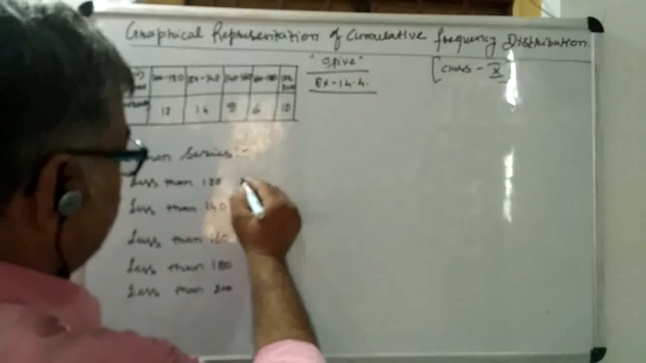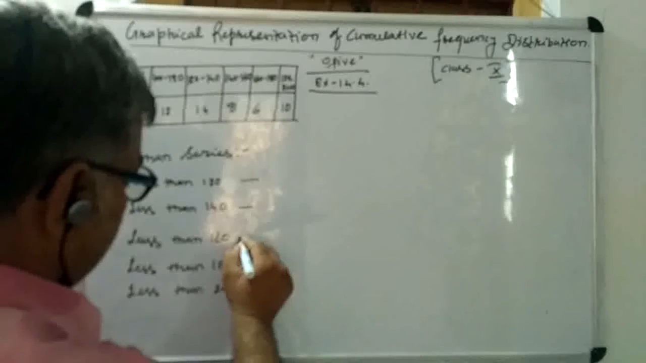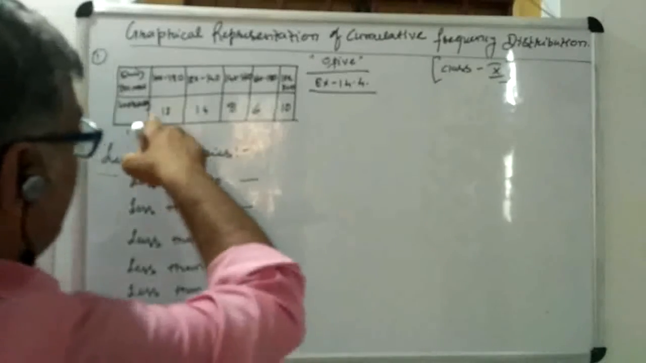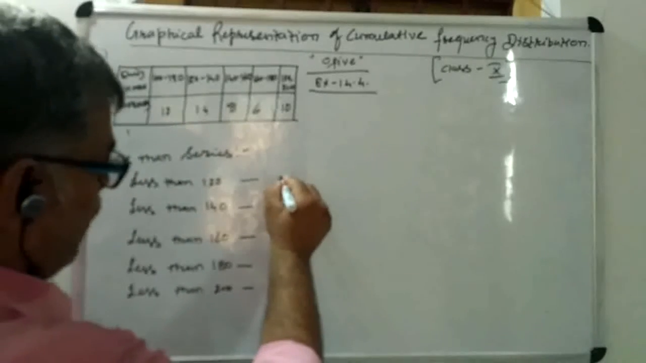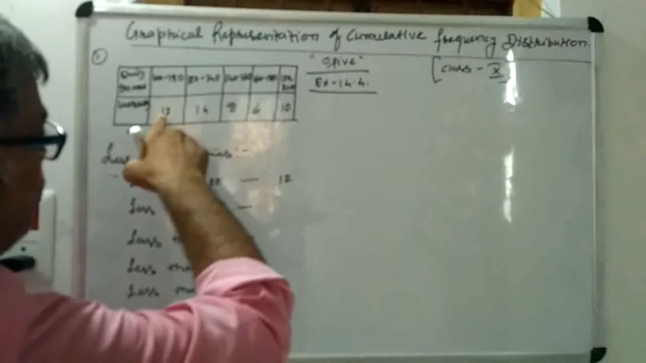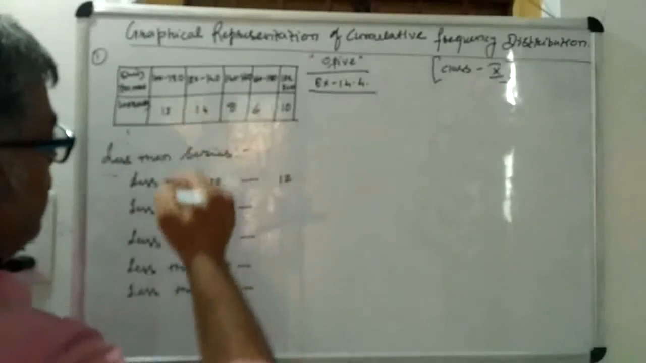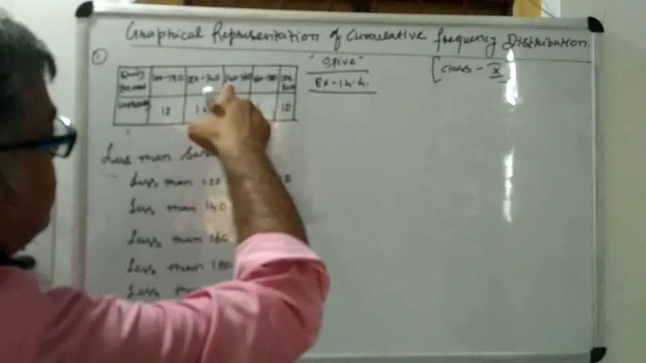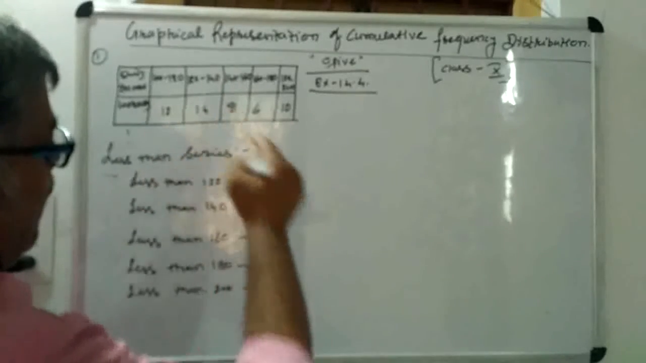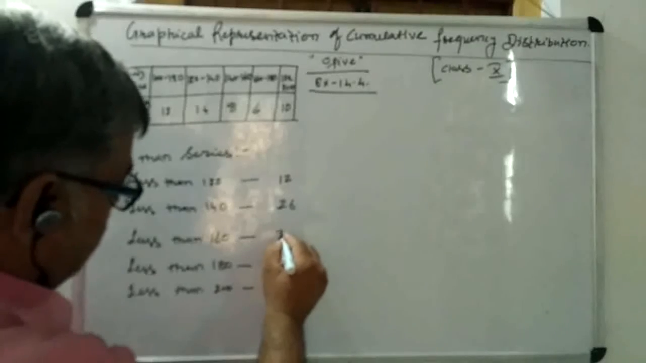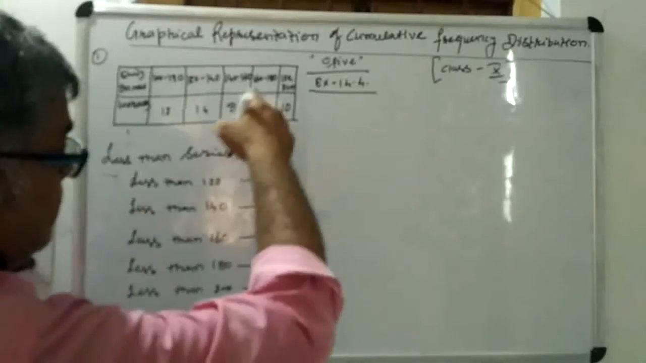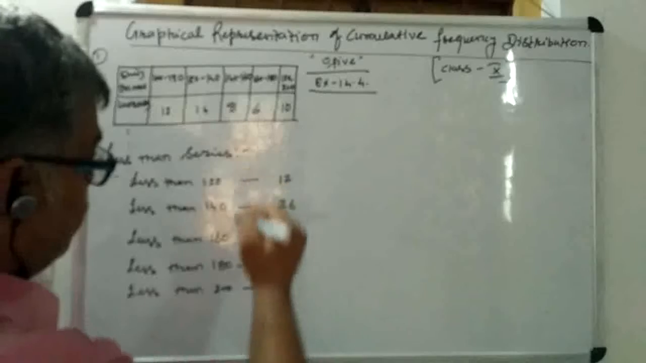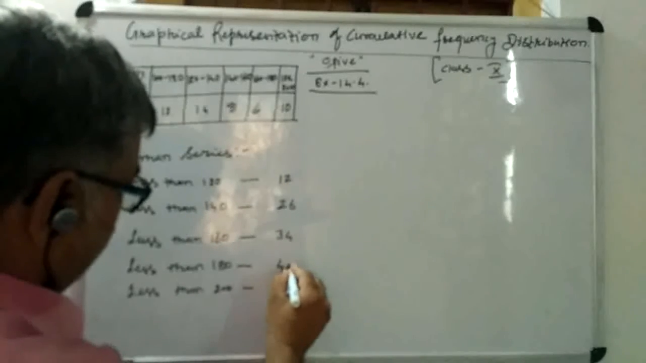And their cumulative frequency will be what? Just add all. Less than 120 is 12. Less than 140 will be 12 plus 14, that is 26. And less than 160 will be 26 plus 8, that is 34. And less than 180 will be 34 plus 6, 40.